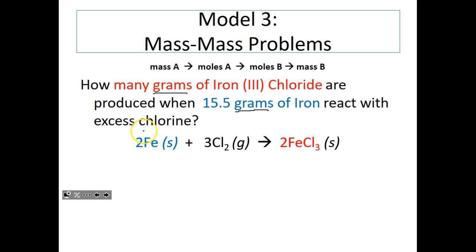So let me just go ahead and rewrite what we're given. So our given is 15.5 grams. Our unknown is grams of iron 3 chloride. So this is what we're trying to find out.